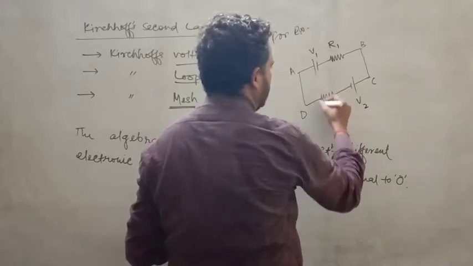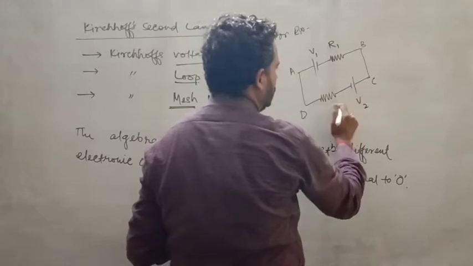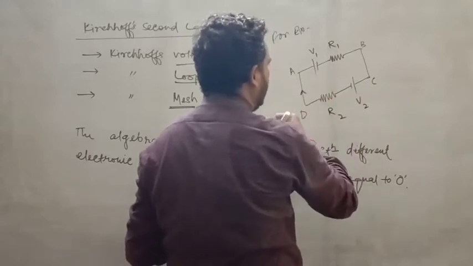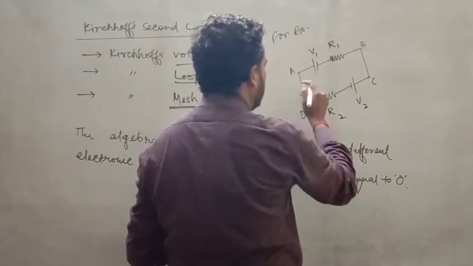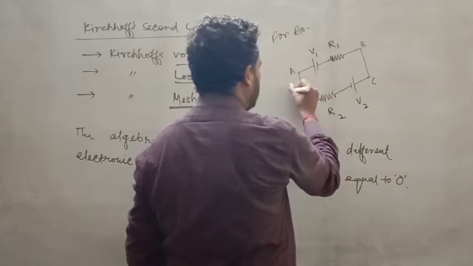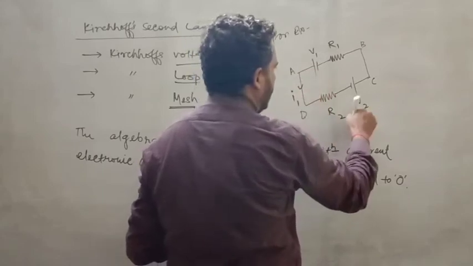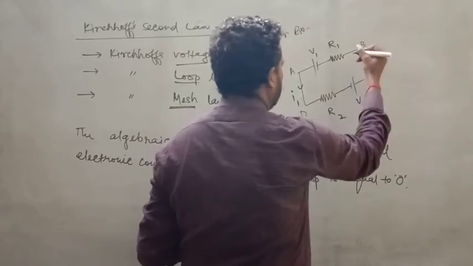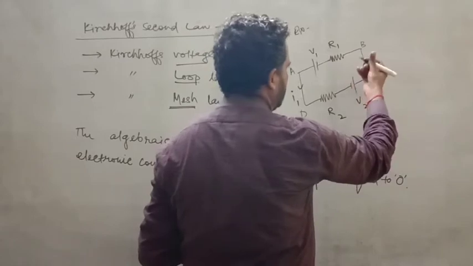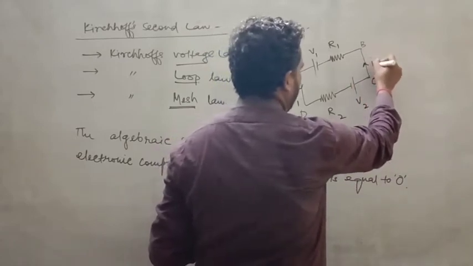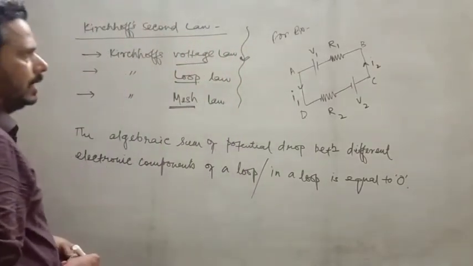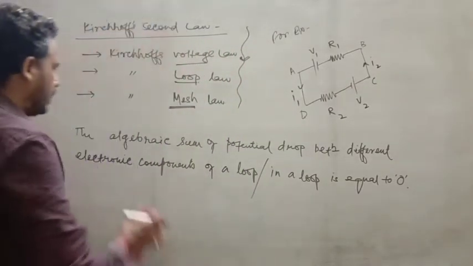Alright, so V2, this one is R2, and suppose current I is flowing in this direction, from here to there, just suppose in this direction I1, and here suppose the same current is flowing in this direction, or whatever. So I am just taking that the same current is flowing. And then we have to find the potential drop.